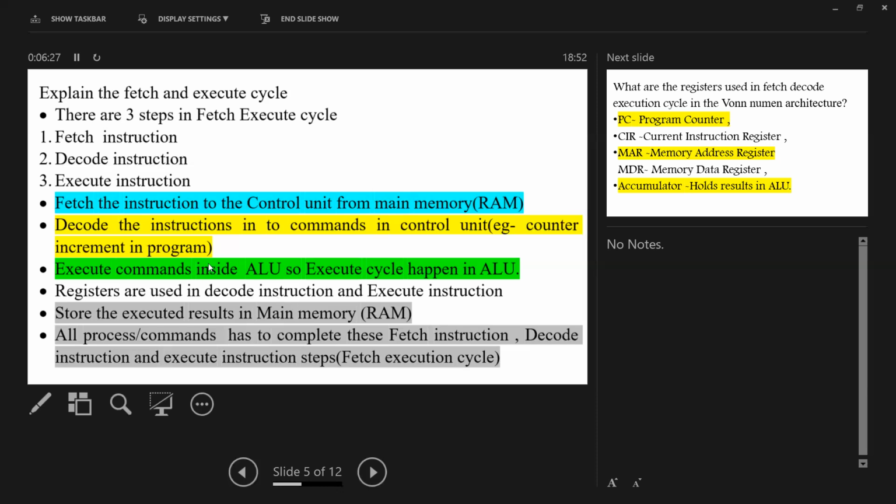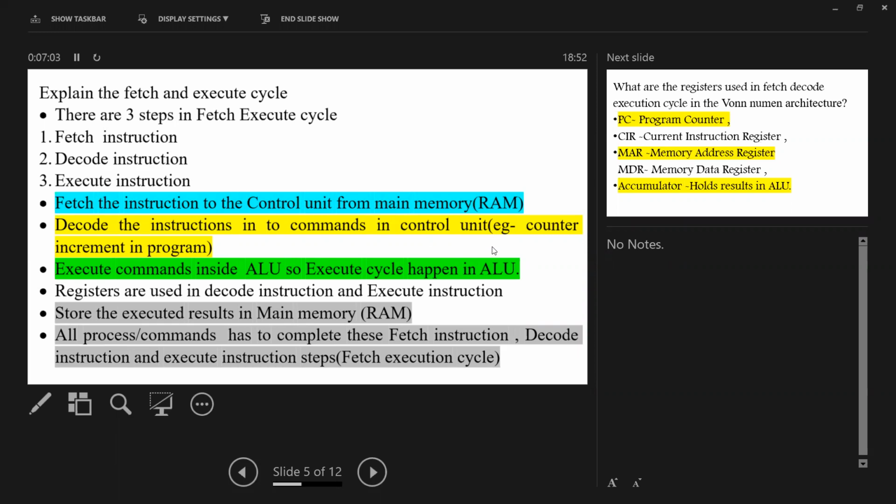Earlier we discussed the fetch cycle and the decode cycle both happening inside the control unit. So registers are used in decode instruction and execute instruction. The executed result goes to main memory, random access memory. All process commands have to complete the fetch instruction, decode instruction, and execute instruction steps in the fetch cycle.